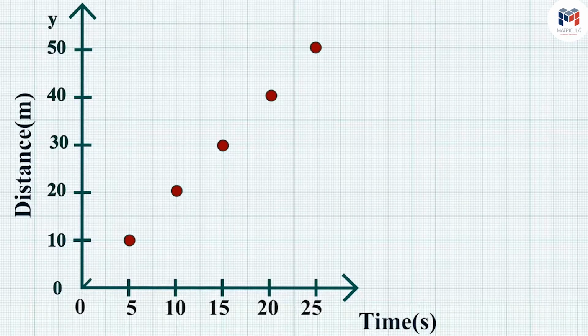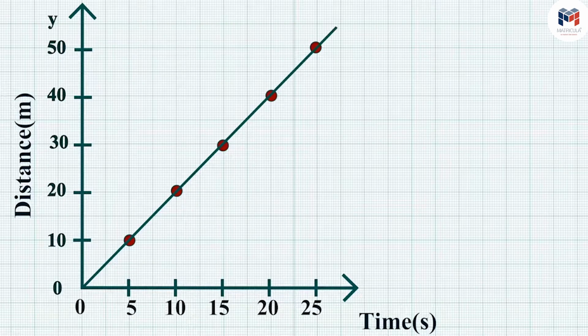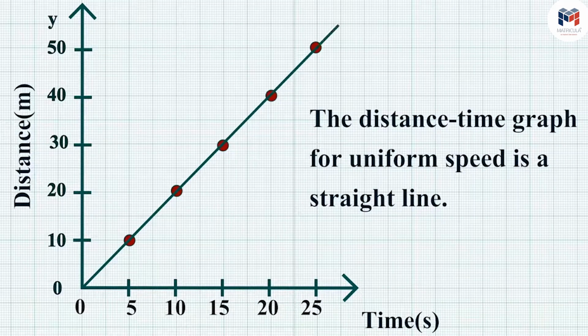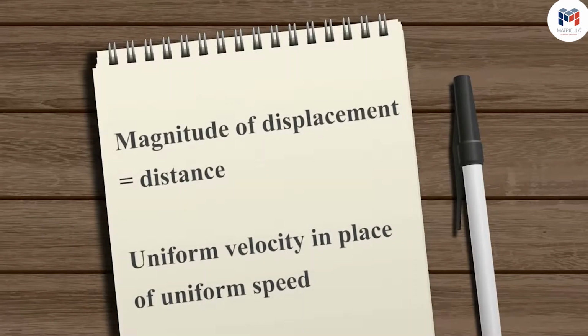If you join these points, you can see a straight line passing through the origin. Thus, for uniform speed, a graph of distance travelled against time is a straight line. If the magnitude of displacement is equal to the distance travelled by the object, then we can use the term uniform velocity in place of uniform speed.